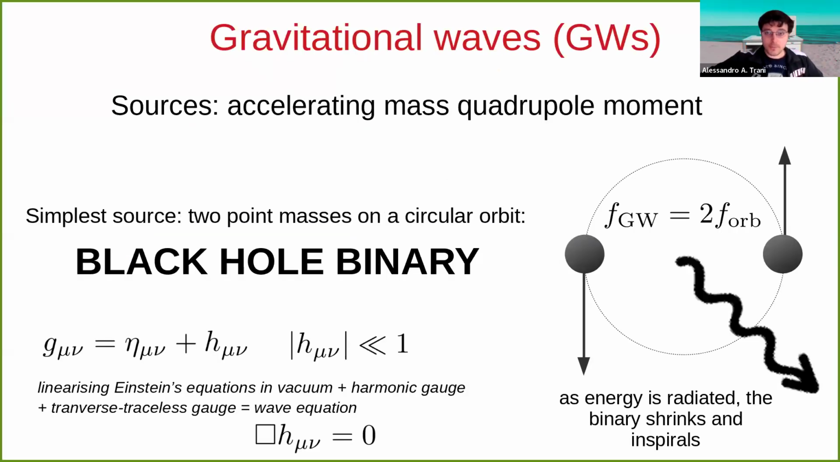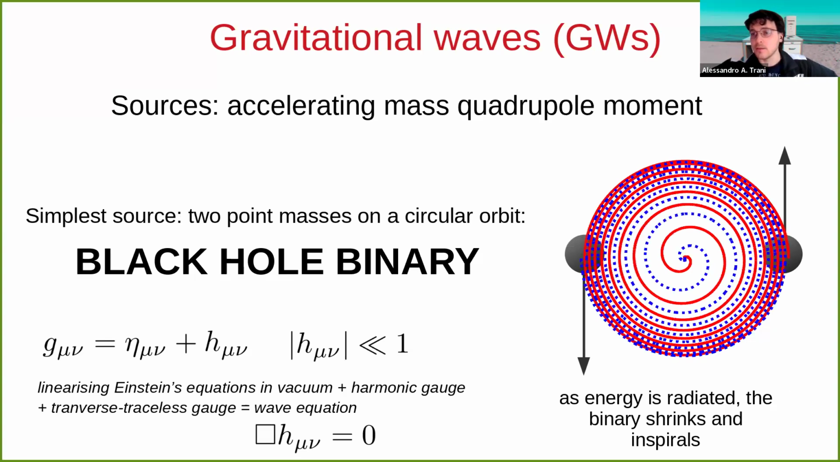And so, first of all, as you probably know very well, gravitational waves are a prediction from general relativity. The source of gravitational waves is an accelerating mass quadrupole moment, and the simple source that we can imagine is two point masses on a circular orbit. Astrophysically speaking, this is a circular black hole binary. Such a source will emit and radiate gravitational waves at twice the orbital frequency of the binary. And as energy is radiated, the binary shrinks and inspirals until we have a coalescence and a bigger black hole is formed.